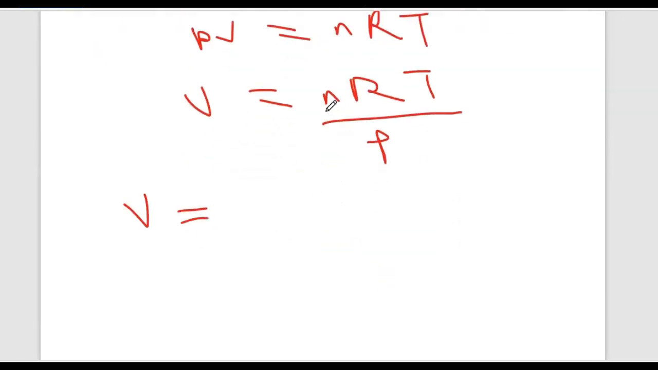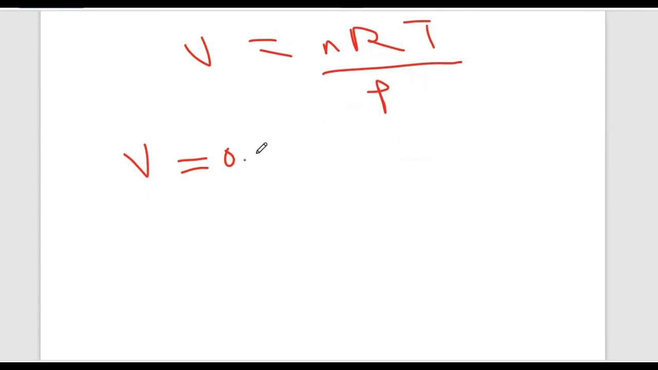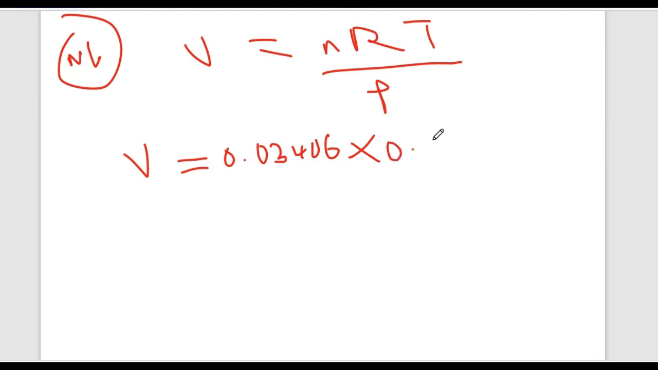So volume is equal to, what is our n? Our n is this number that we found, which is our moles: 0.03406 multiplied by, what is the gas constant? We want to find the volume in liters, because I saw something like milliliters. So the gas constant we are going to use is 0.0821, multiplied by the temperature.